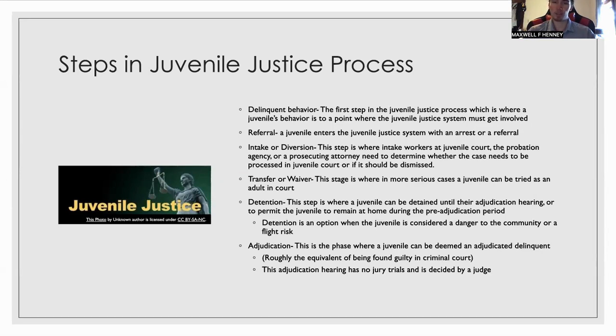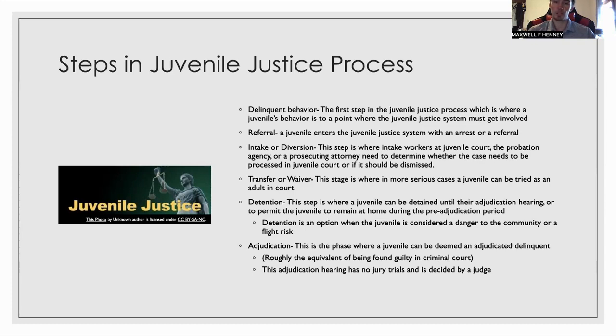Transfer or waiver. This stage is where, in more serious cases, a juvenile can be tried as an adult in court. Detention. This step is where a juvenile can be detained until their adjudication hearing, or to permit the juvenile to remain at home during the pre-adjudication period. Detention is an option when the juvenile is considered a danger to the community or a flight risk.